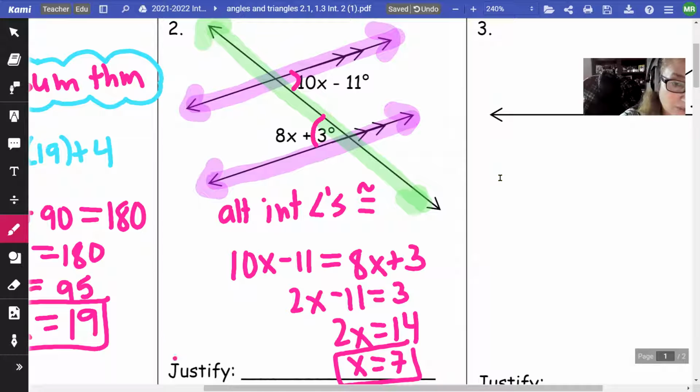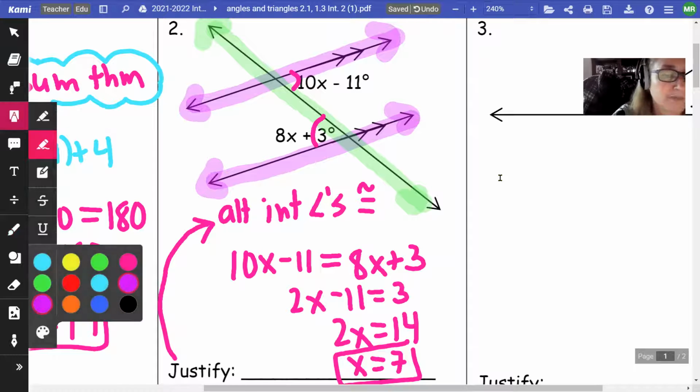And again, what is my justification for what I wrote? That when we have parallel lines cut by a transversal, alternate interior angles are congruent. And again, when we say interior, we're talking about ones that are inside the two parallel lines, but they are not on the same side of the transversal. They're on opposites. We call them alternate interior angles. Okay.